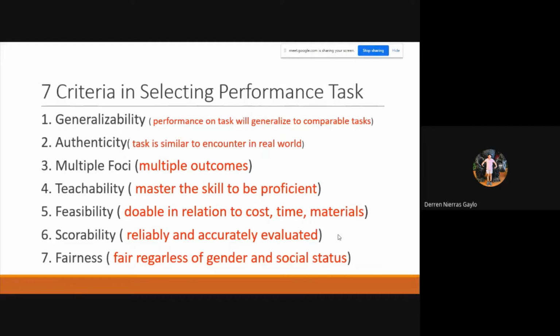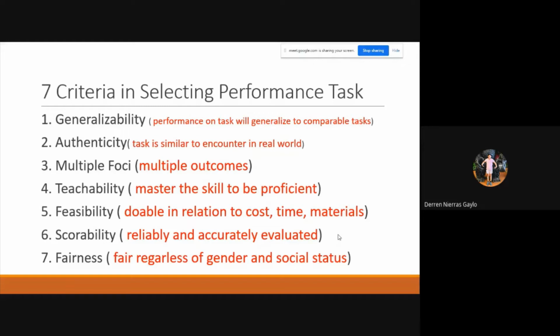There are 7 criteria in selecting performance tasks. One is generalizability. The performance on tasks will generalize to comparable tasks. Like for example, if you are able to multiply numbers, then eventually you can divide. Or if you can add numbers, then you can multiply. Authenticity. The task is similar to encounter in the real world, or the tasks are realistic. It's practical. And then multiple foci. There are multiple outcomes. So if you have an activity, then you have different objectives that you can target.